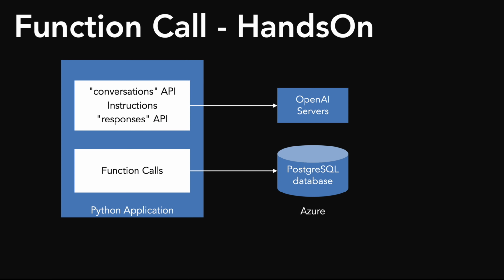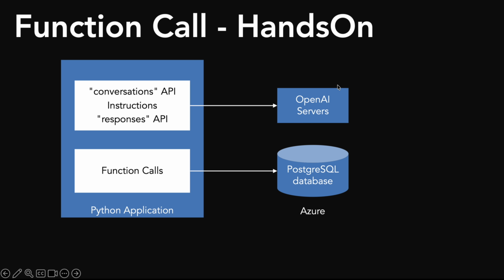Now it's time to do some hands-on, and this is how the hands-on architecture would be. I'll be using a Python application which I'll host on my laptop. From the Python application, I'll make calls to OpenAI servers using conversations API, instructions, responses API, etc. And then I'll also make function calls. And the function calls will make database calls to a PostgreSQL database which will be hosted on Azure.